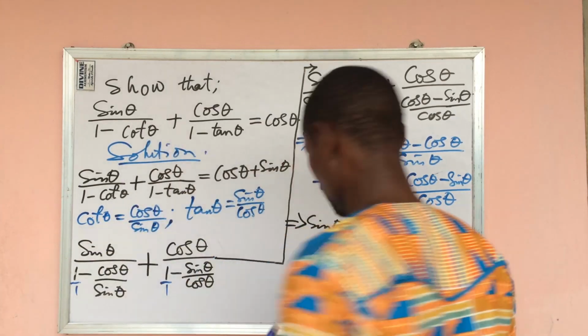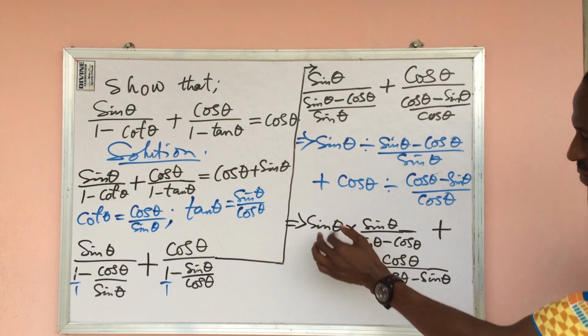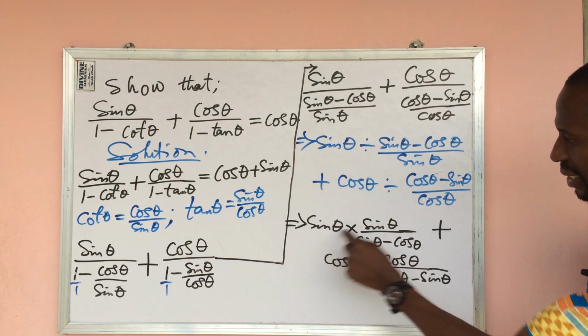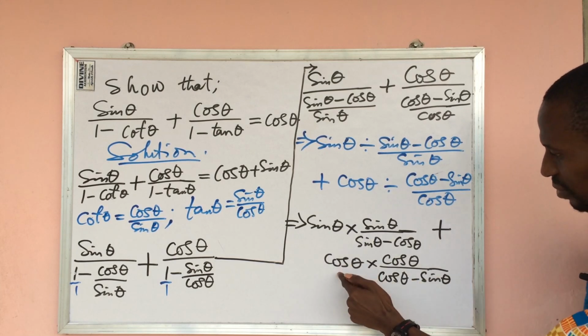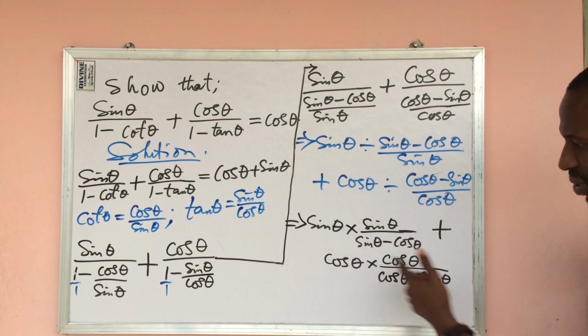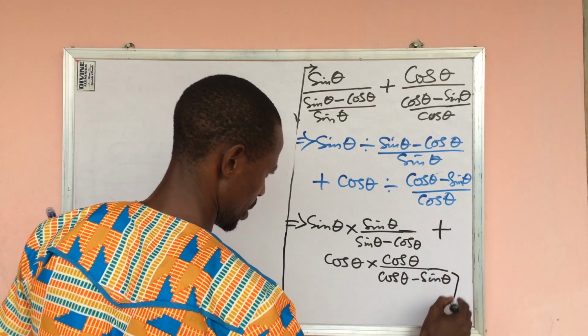Don't mind me, I'm using a mini board, so just bear with me. Now you discover that from the first expression, sin theta will give us sin square theta, while cos theta will give us cos square theta. So from here, let's go back.